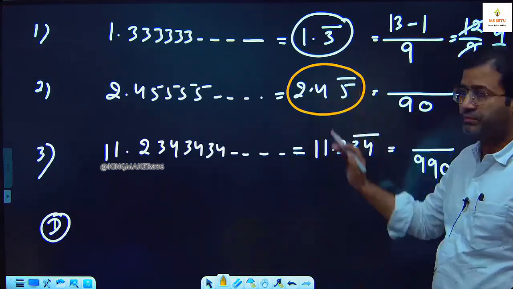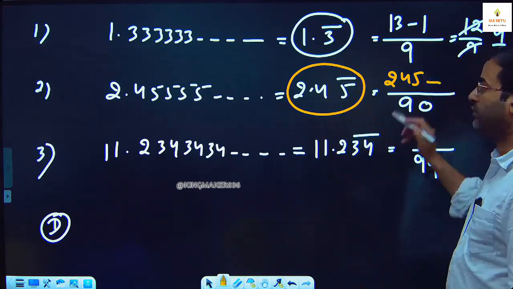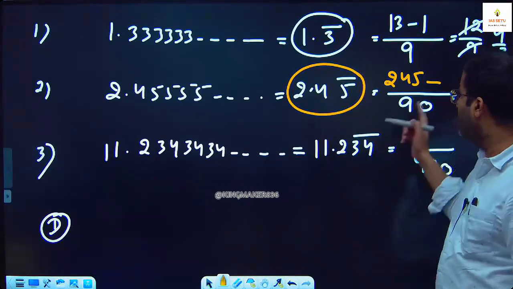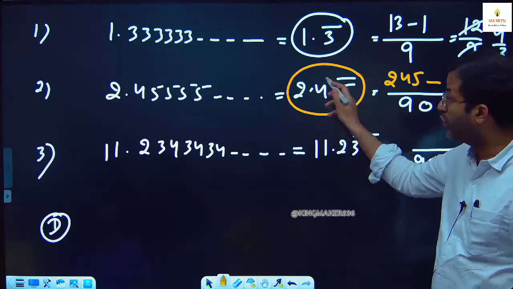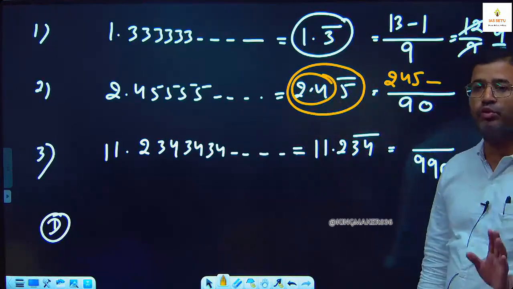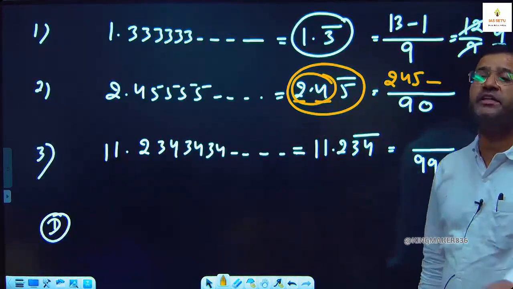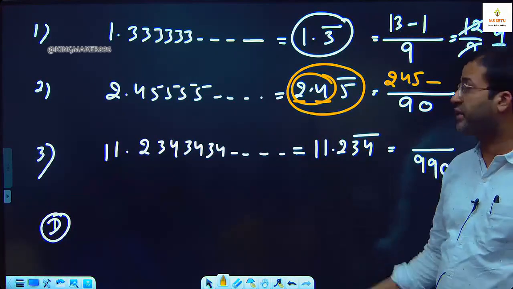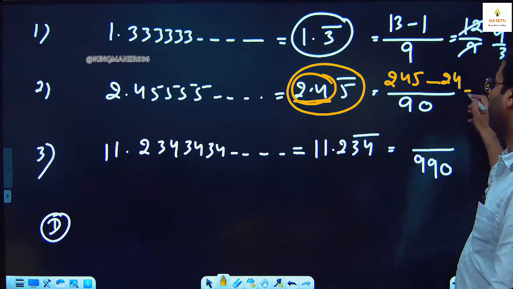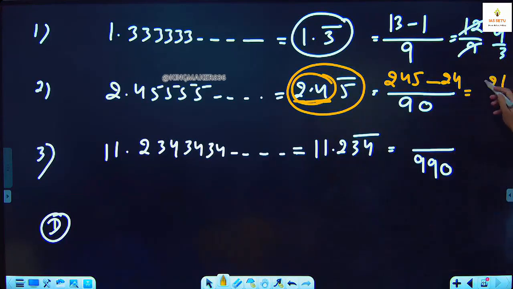Let me tell you. Second question, what is the total number? 245. Some students by mistake write 4, 5 or 2. No. What is non-recurring? 24. Forget the decimal. One digit before the decimal, one digit after the decimal that does not repeat, all the digits that do not repeat. Total non-repeating digits 2 and 4, so it is 24. 5 minus 4 is 1, 4 minus 2 is 2, 221 upon 90.